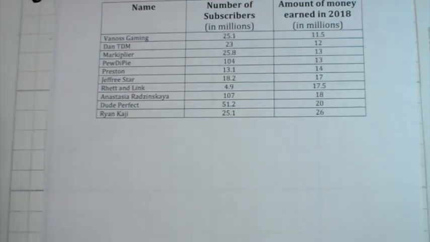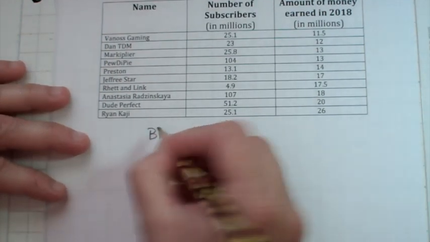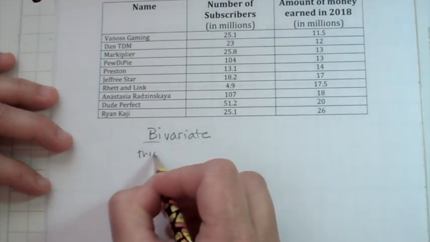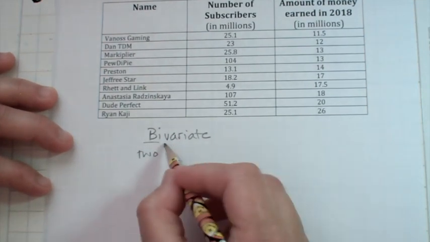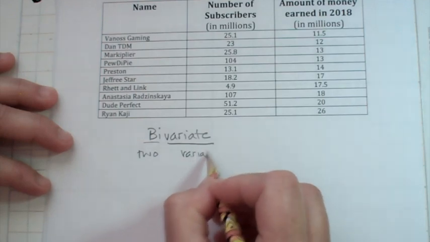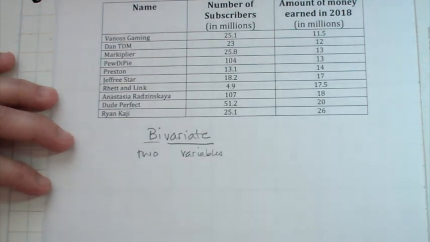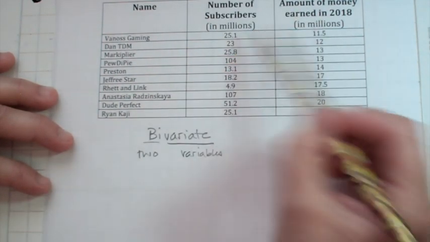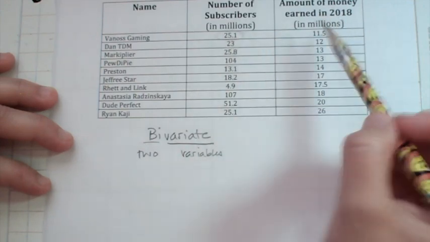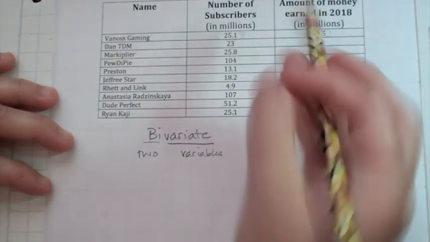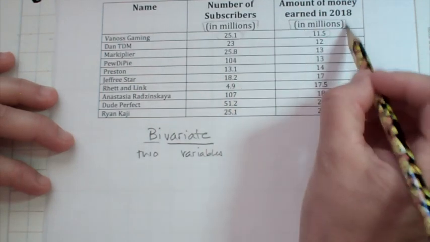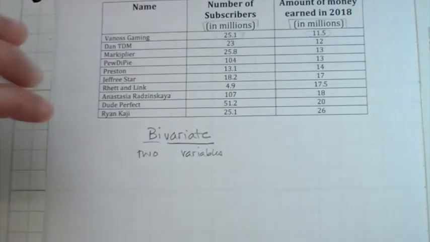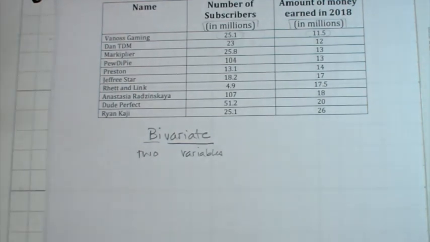So this is bivariate data. Bi meaning two, like a bicycle has two wheels, and variate meaning variables. So each one of the elements in our population, all of these elements have two variables associated with them. How many subscribers they have and how much money they earned. And both of these are in millions. Crazy. Do not drop out of school to become a YouTuber. These guys are making a lot of money, but most people don't make anything at all.